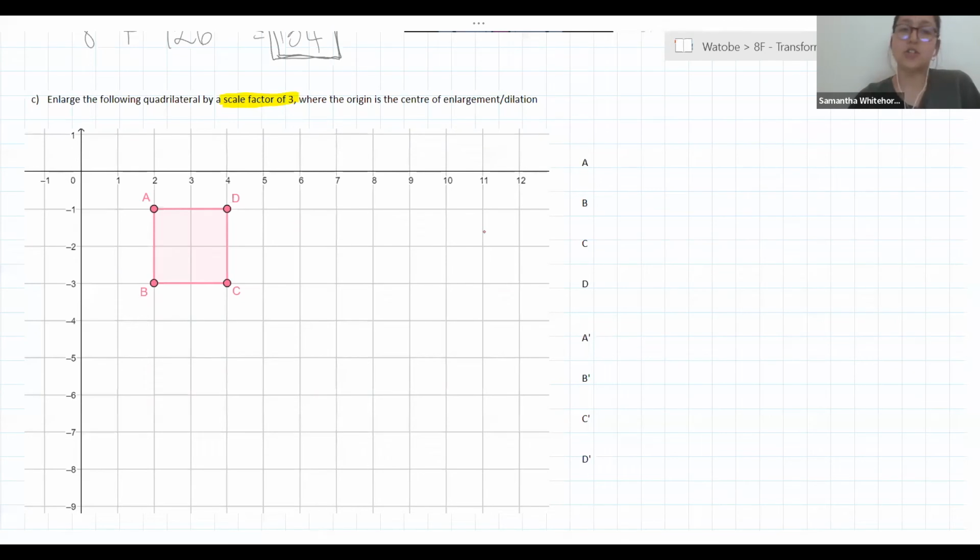You can raise your hands, you can put it in the chat. Can someone give me the original coordinates of point A? So from this pinky red, it's not a rectangle, square. Bontle, what are the original coordinates of A? Ma'am, it's 2, -1. Perfect. So A is at 2, -1.